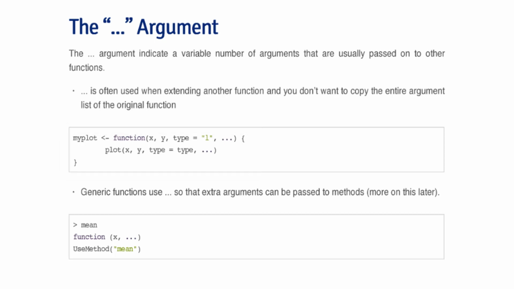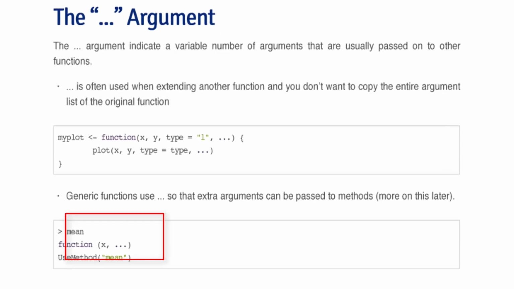There is another use of a ... argument, and it's for what are called generic functions, so that extra arguments can be passed to the methods. We will talk a lot more about this later when we talk about object-oriented programming. But the basic idea is that in R, there can be special functions called generic functions, which don't do anything, but what they do is dispatch methods according to different types of data, and so the dot dot dot is used very heavily in this type of setup.